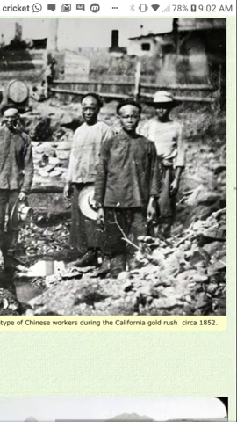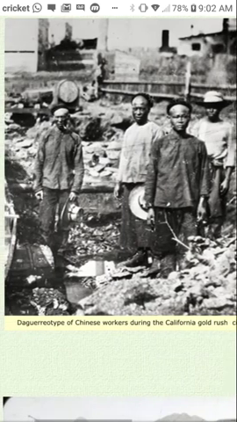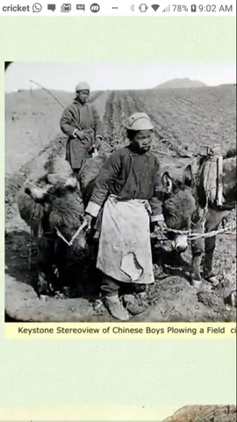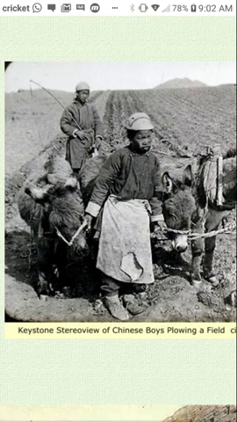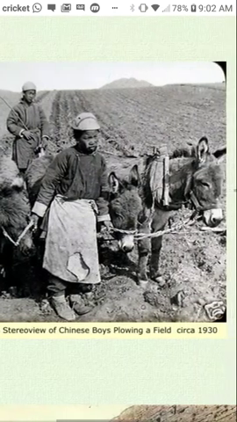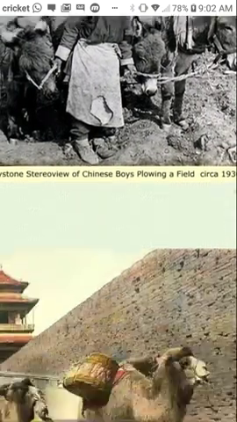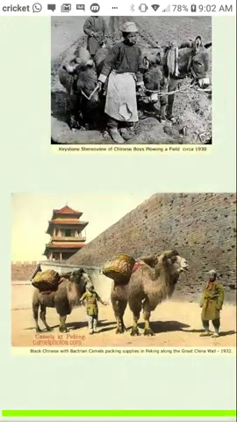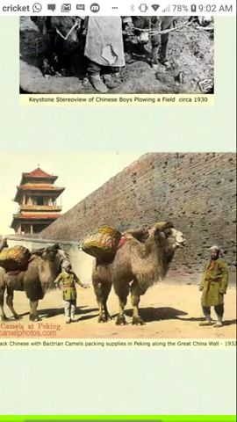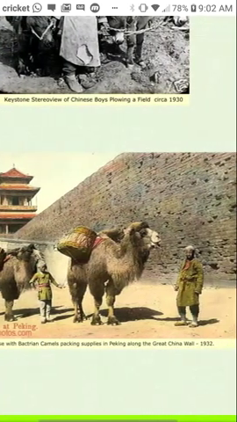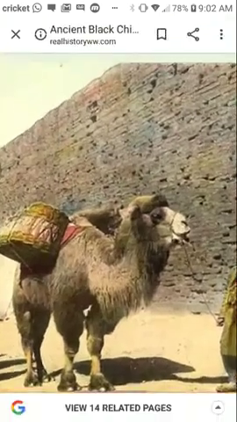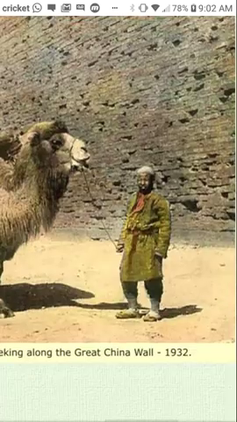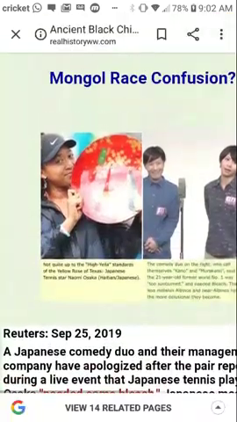Daguerreotype of Chinese workers during the California gold rush. Yeah, dark-skinned peoples. Keystone stereo view of Chinese boys plowing the field. Black-skinned peoples. Okay. Black Chinese with Bactrian camels packing supplies in Peking along the Great China wall. All human beings, people had black skin first. Look at this black Chinese man. But they're all displaced by pale-skinned peoples.